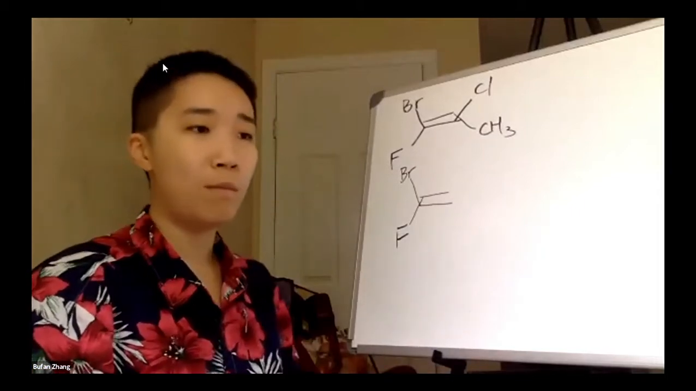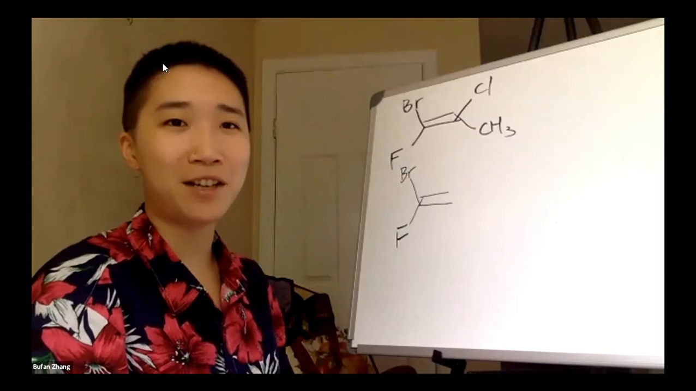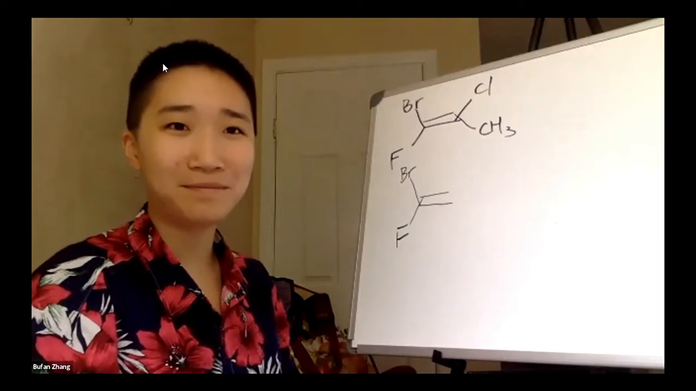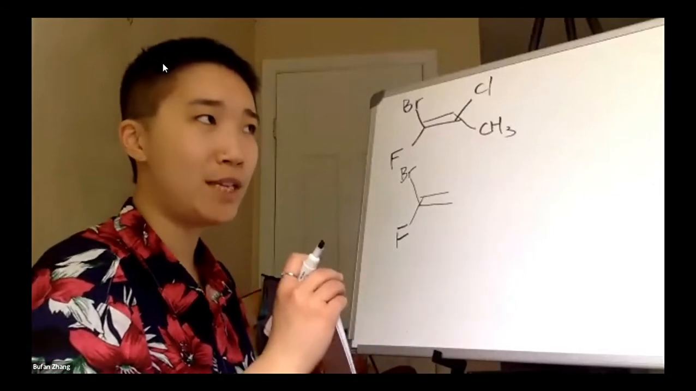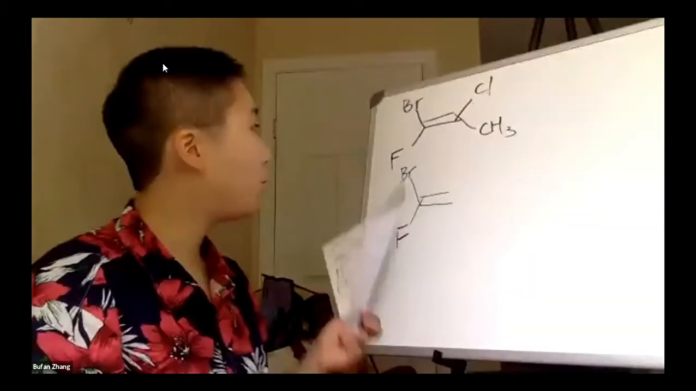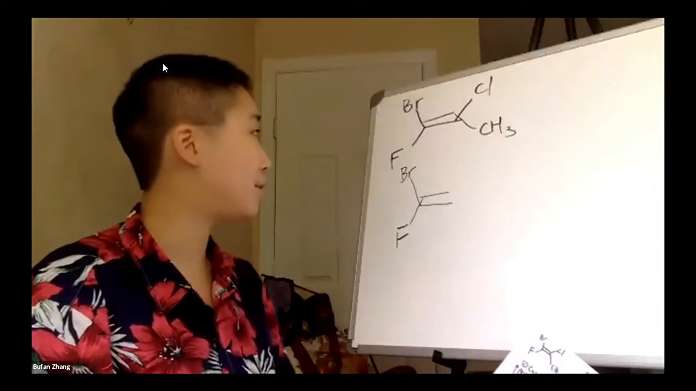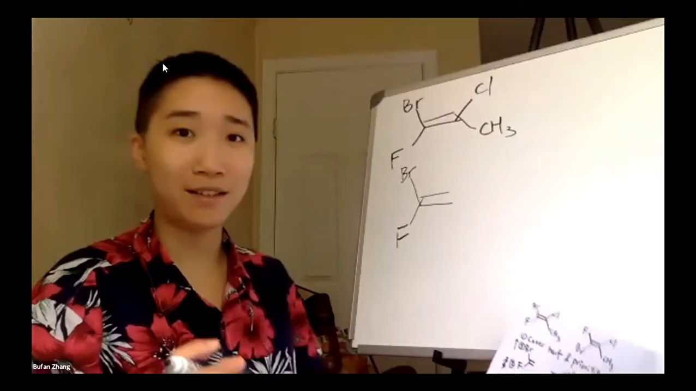So what do I do next? You determine which one's the higher priority. Yeah, we determine which one's the higher priority. So we determine the priority based on what? Atomic number, yes. So which one has the higher atomic number, bromine or fluorine? Bromine. Bromine has a higher atomic number, right?